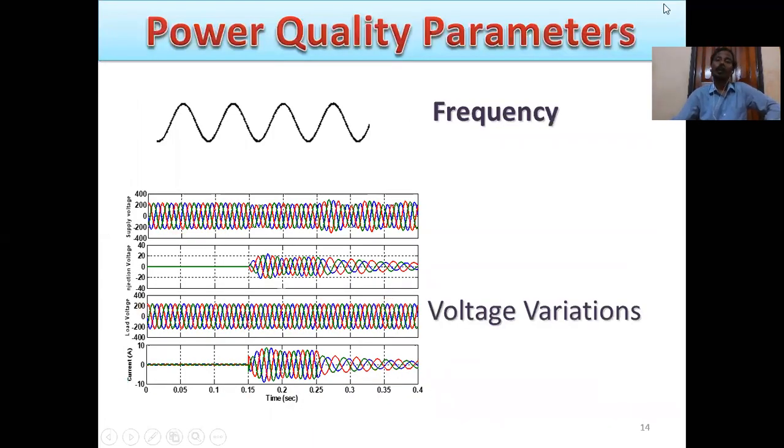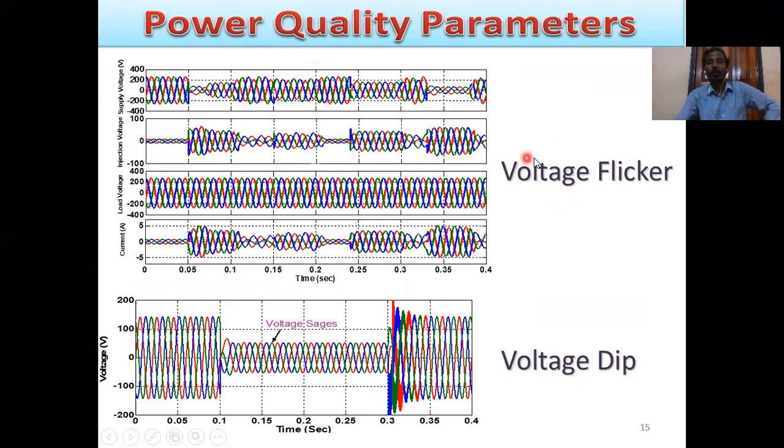Next, power quality parameters. The first parameter is frequency, 50 Hz or 60 Hz. Next, voltage variation: this is the high voltage and this is low, so this is the power variation. Next, voltage flicker. This is the voltage flicker waveform, and this is for voltage dips, where 0.1 to 0.3 voltage sag condition, and this range is called voltage sags.